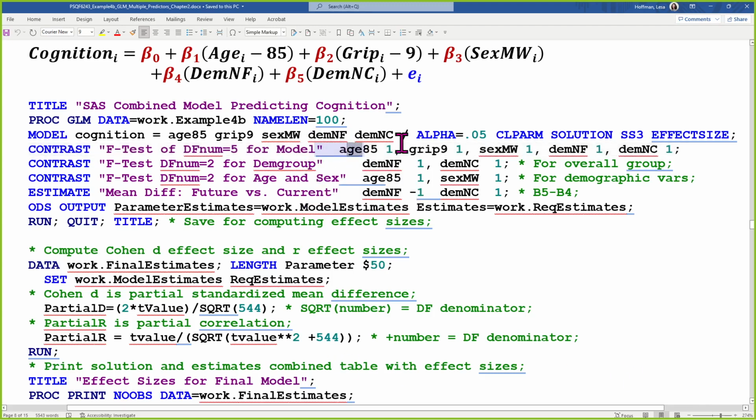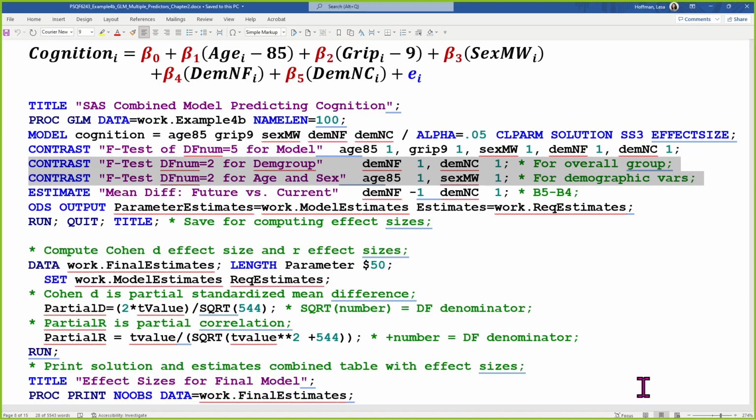You list all the slopes in your model, separated by commas with a 1 after each. For the others, this illustrates how to get the contribution to the model R-square, a significance test for that for multiple slopes at the same time. So the first one here is lumping together the 2 dementia slopes. That's going to give me what in ANOVA literature we would call the omnibus F-test for dementia group, meaning are there any differences across the 3 means? That's a 2 degree of freedom test.